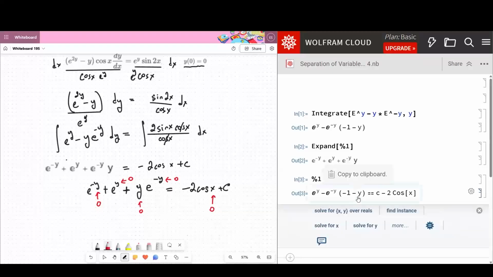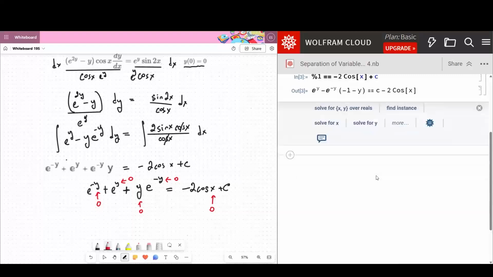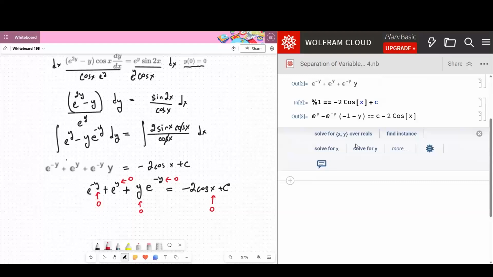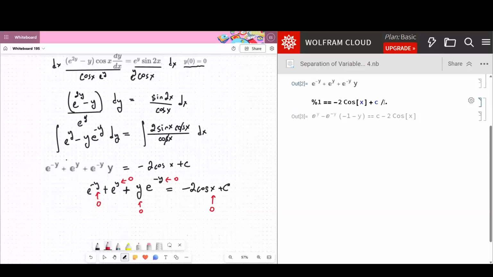So notice this is the same equation as the one here, okay? And so all we need to do is plug in 0 for x and 0 for y. So the way you do that is you say, you can type that here, by the way. You could just do /., let me just do that down here instead. So we could just do %3, again, refers to this equation, okay?